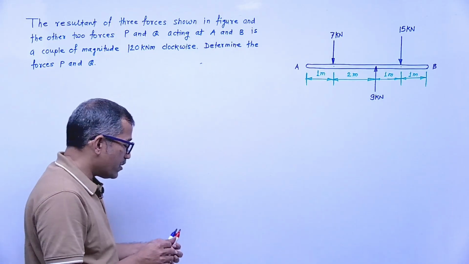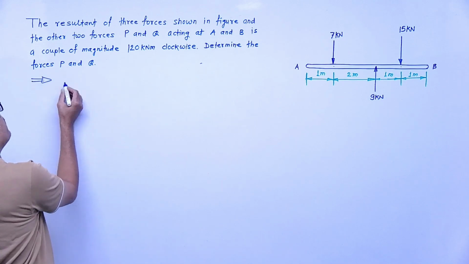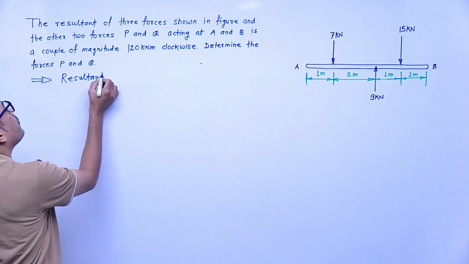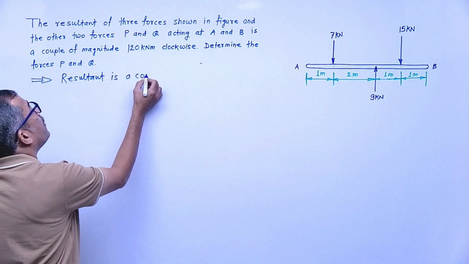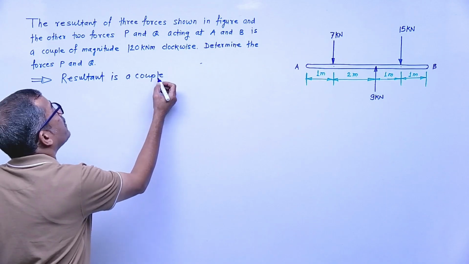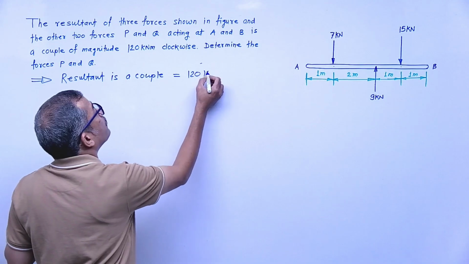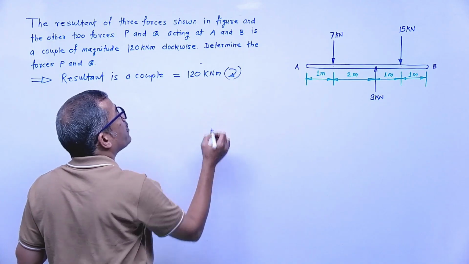When resultant is given, what is given? Resultant of given force system is what? Resultant is a couple and its magnitude is how much? 120 kilonewton meter, and the direction is clockwise.